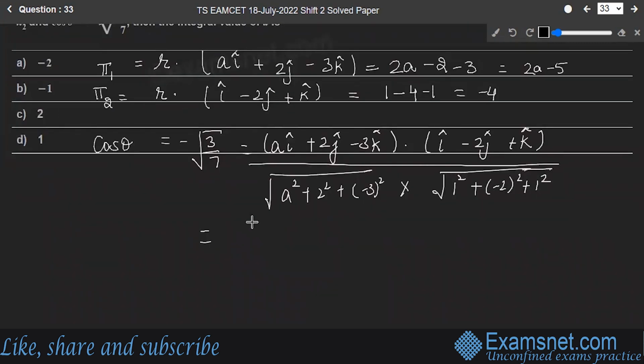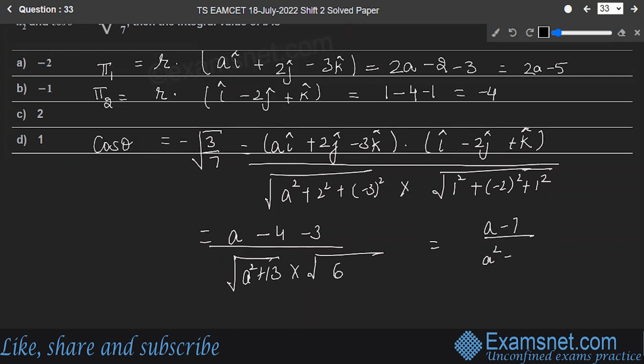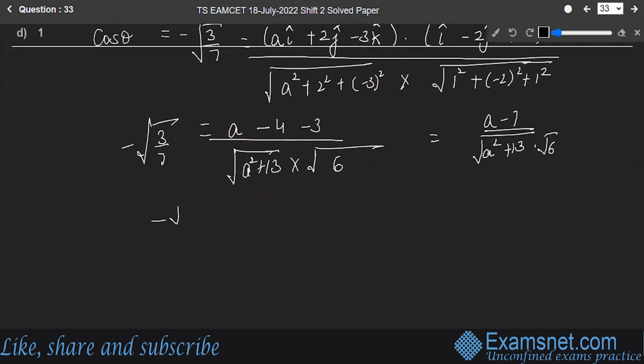Let's do the multiplication. You have A into 1, that's A, plus 2 into minus 2, which gives minus 4, minus 3 into 1, which gives minus 3. So the numerator is A minus 7, upon root of A squared plus 4 plus 9, that is A squared plus 13, multiplied by root of 1 plus 4 plus 1, that is 6. This is equal to minus root of 3 by 7. Let's write it here: minus root 3 by root 7 is equal to A minus 7 upon root of A squared plus 13 multiplied by root of 6. Let's square both sides.